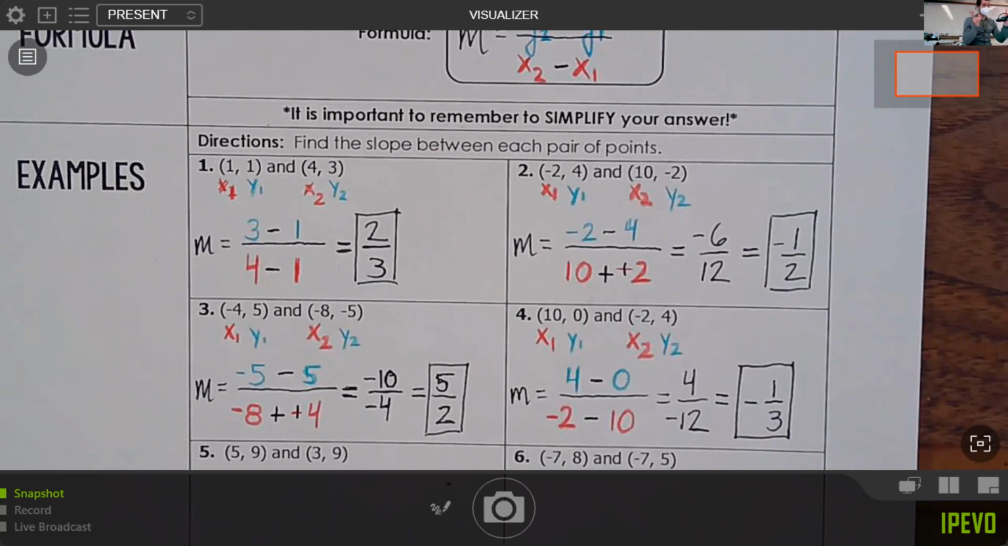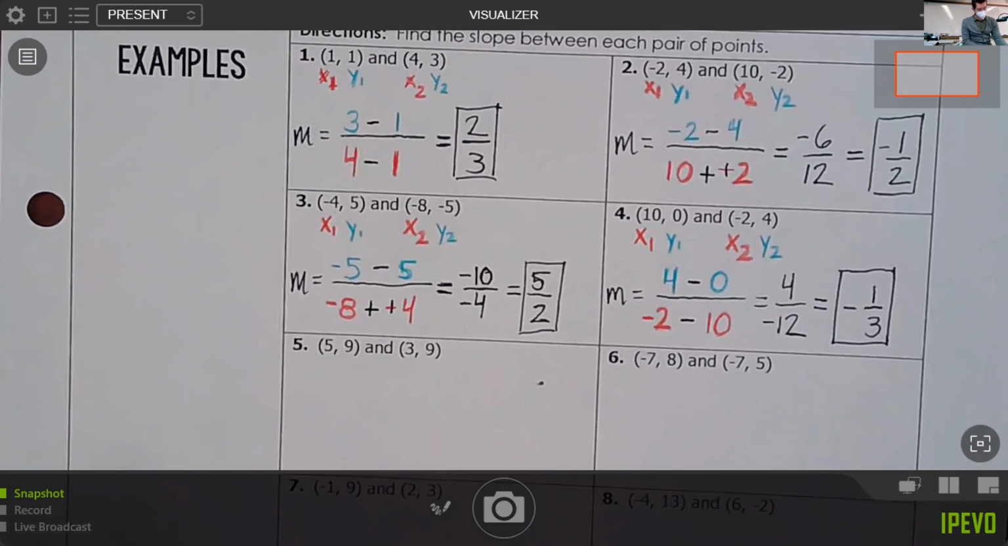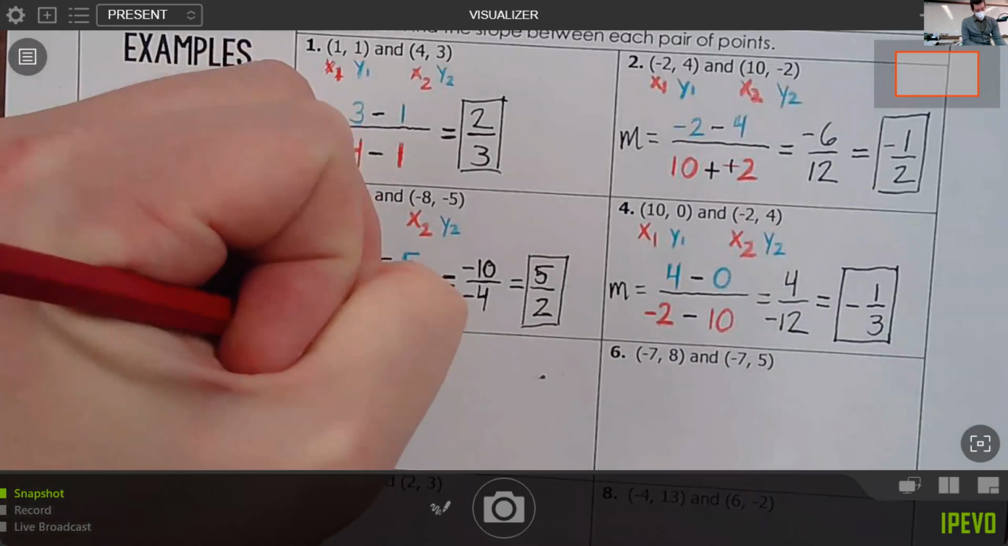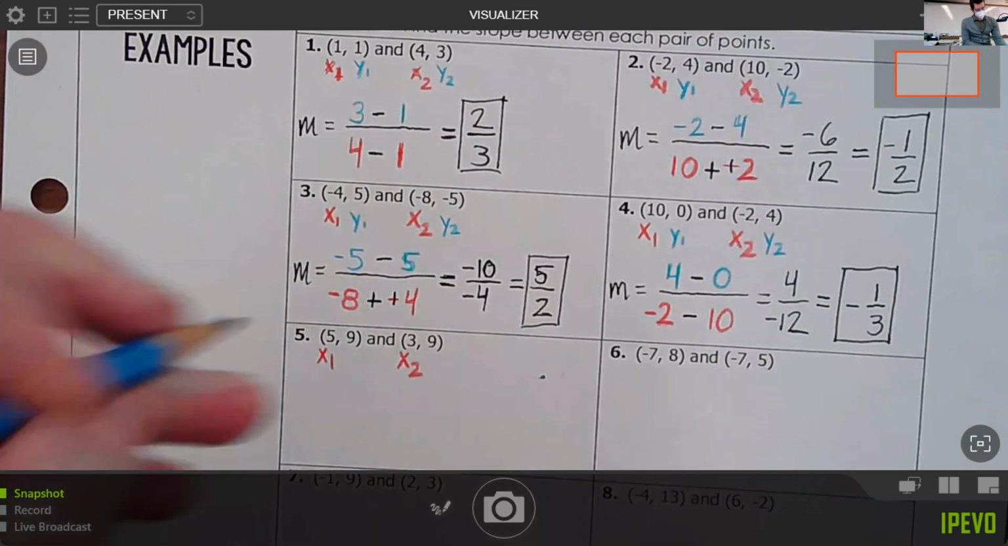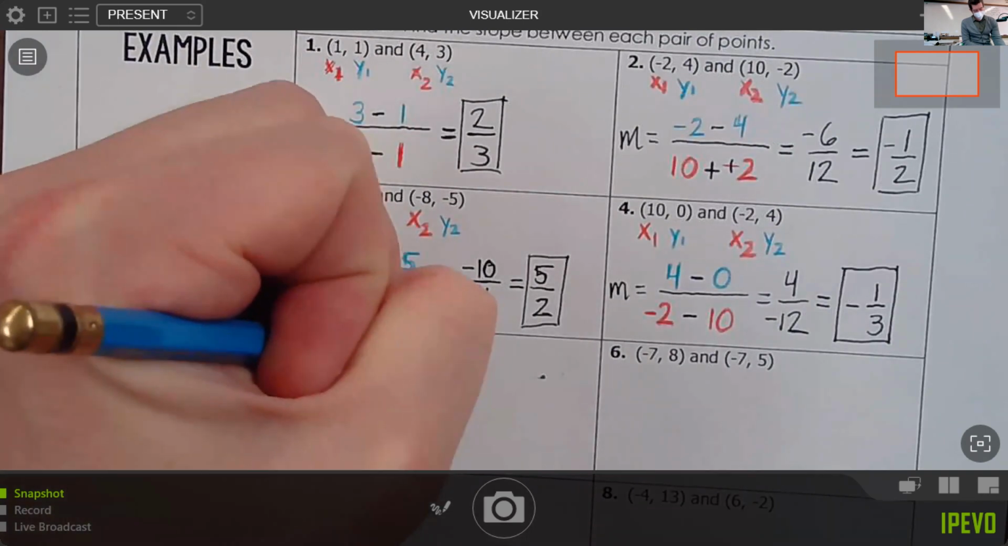All right, we're gonna do 2 more together, and then I'll have you work through some more. And then, like I said, I've got a note about that second page that I want to talk about before you do the work on your own. So number 5, let's take a look at that. Our first number, x1. Our second x value, 3, x2. First 9 here, y1. Second 9 over there, y2.